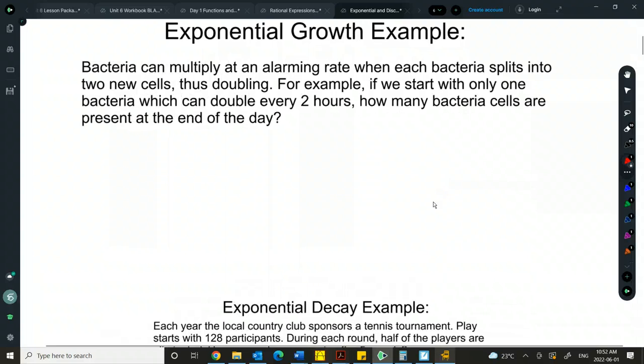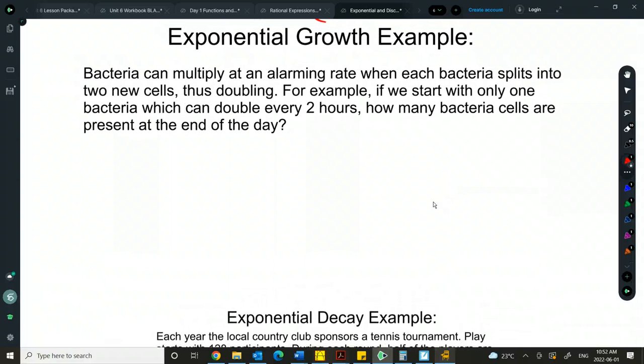We have a bacteria that can multiply at an alarming rate when each bacteria splits into 2 new cells, thus doubling. For example, if we start with only one bacteria, which can double every 2 hours, how many would be present at the end of a day? This is a straightforward, classic exponential type question. So this is just literally like figure out y, a, b, x, plug them in, calculate, and you're good to go. So I'm going to use that y, a, b, x formula.